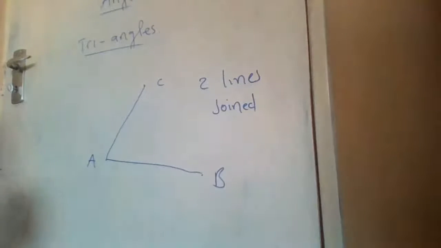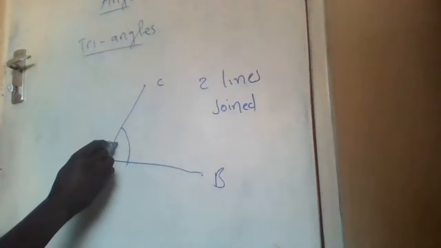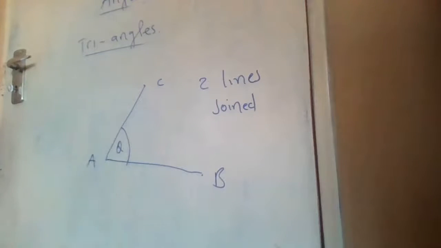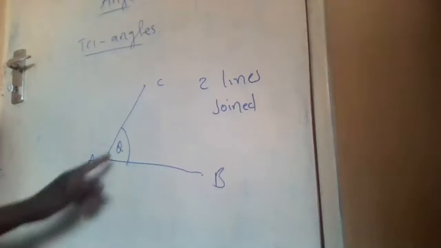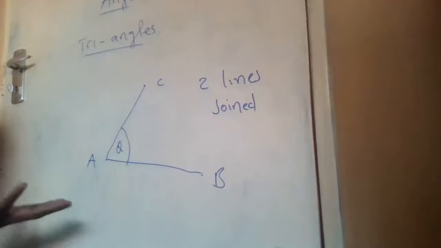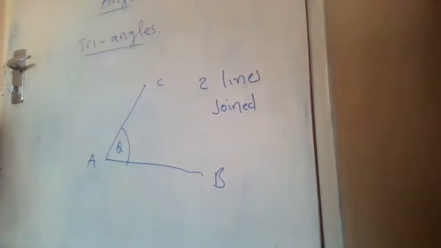Now, for as long as these two lines that are joined are not forming a straight line, they are likely to make an angle. And most of the time, this angle may be denoted as theta. So that is the angle, but there is no letter. How do we get to know the angle that we're dealing with?